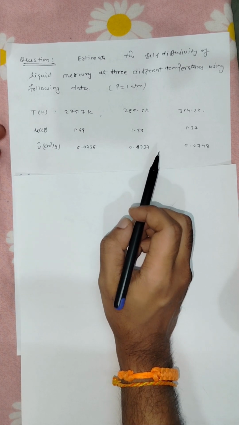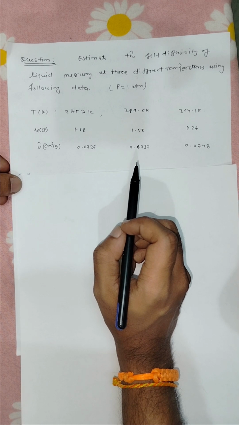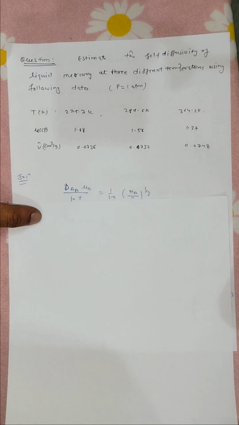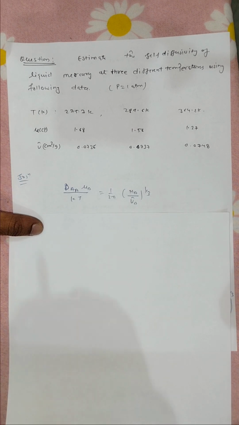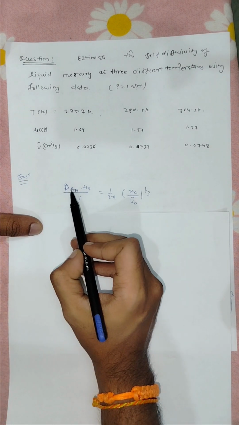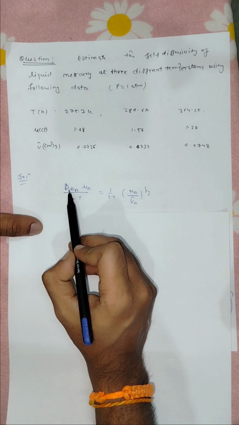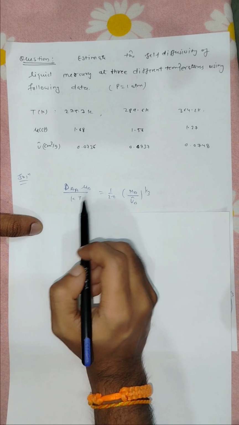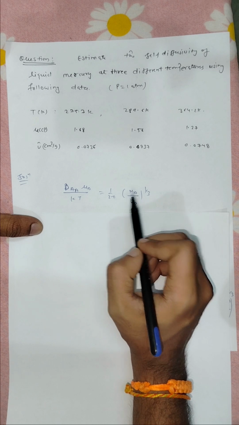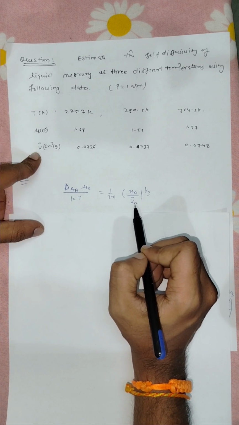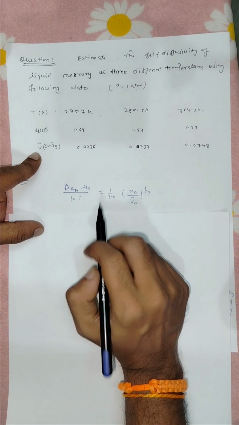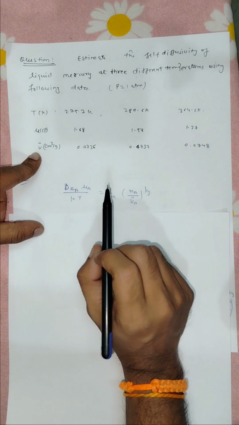Now we're going to estimate self diffusivity. This is the formula for self diffusivity. I hope you all are able to see it. This is the diffusivity of AA: self diffusivity times viscosity of A upon kT equals 1 upon 2 pi into Na upon specific volume to the power 1 by 3. So this is the formula, and we have to calculate diffusivity based on the data given.